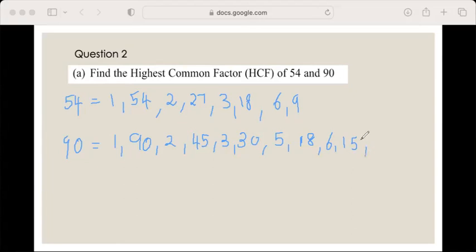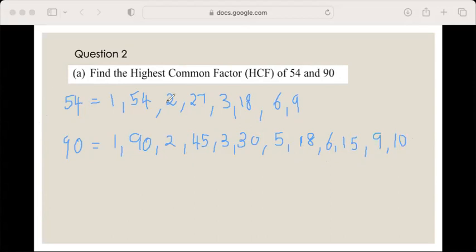Next is 7? No. Is 8? Also no. But 9 is a factor of 90. That is 9 times 10. So 10 is also a factor of 90. So now we have all the factors of 90. That is 1, 2, 3, 5, 6, 9, 10, 15, 18, 30, 45, and 90.